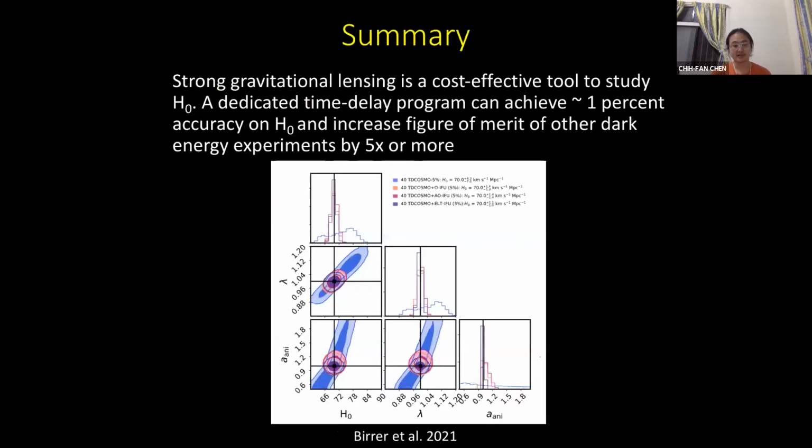So this is the summary. Strong gravitational lensing is very cost effective. We can achieve 1% accuracy if we keep going and have more and more IFU data to further constrain the internal mass-sheet and anisotropy. And this is the figure from Simon's paper in 2021. He showed that if we have 40 TDCOSMO lenses with IFU data, we can reach around a 1-2% level of H0 measurement.